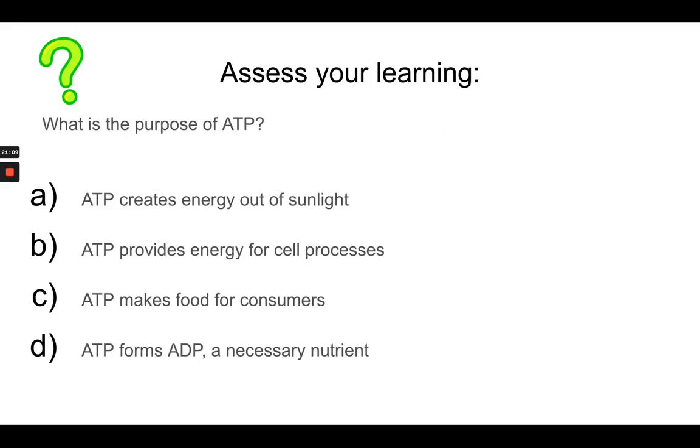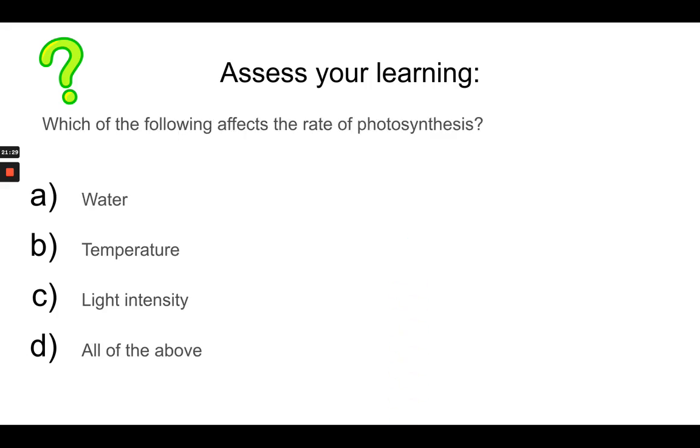What is the purpose of ATP? A, ATP creates energy out of sunlight. B, ATP provides energy for cell processes. C, ATP makes food for consumers. Or D, ATP forms ADP, a necessary nutrient. You should have selected B. Which of the following affects the rate of photosynthesis? A, water, B, temperature, C, light intensity, or D, all of the above? You should have selected D, all of the above.